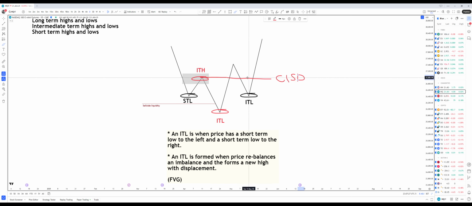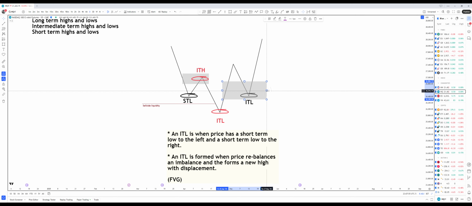All right, CISD. And then what we're going to have right here is a fair value gap. Since we're most likely going to have a fair value gap, that's what makes an intermediate term low high probable, and that's what makes an intermediate term low rebalancing an imbalance, which is a fair value gap. Right, so we're not going to have a fair value gap right here all the time, but most of the time we're going to have it.